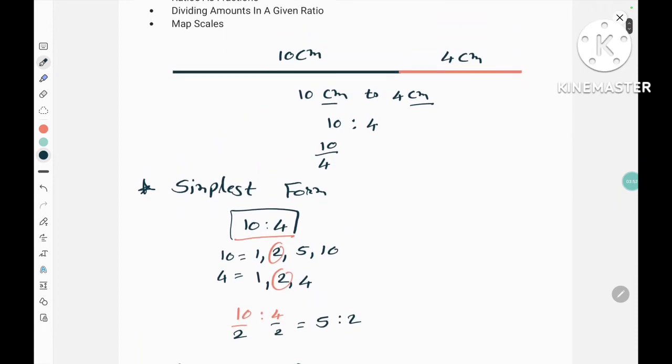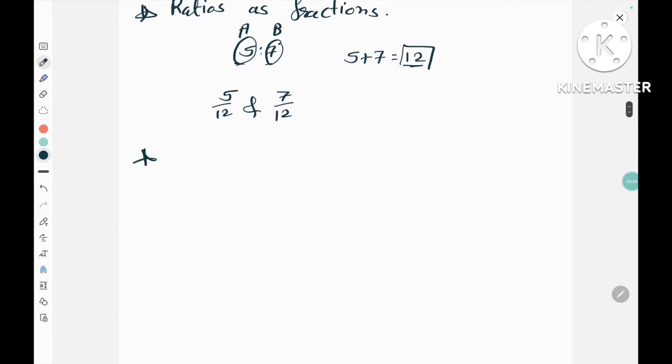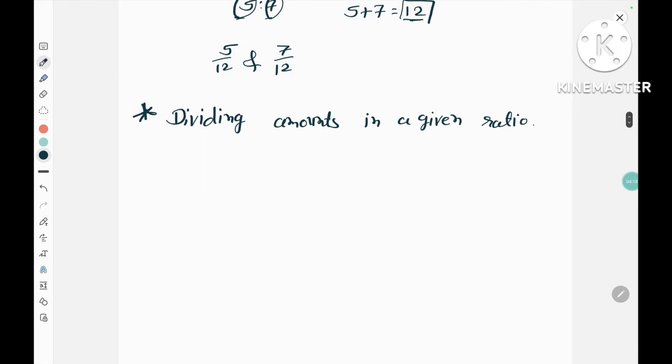Next, dividing an amount in a given ratio. So let's do it.